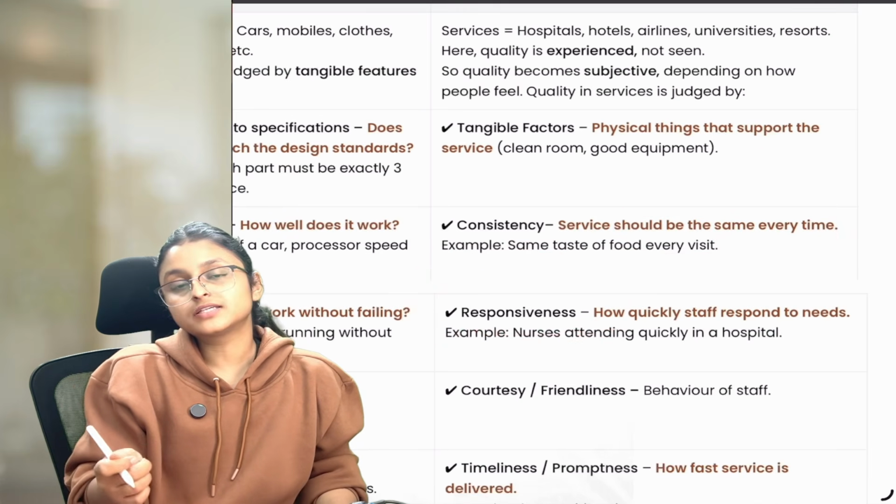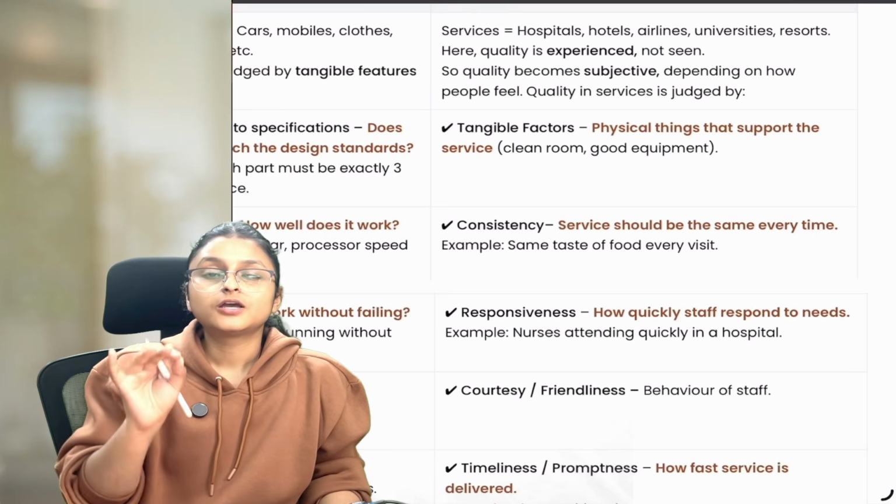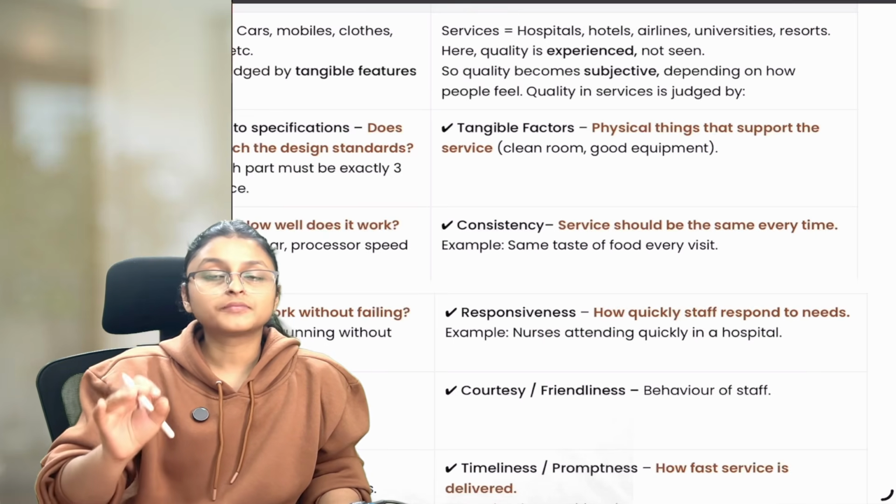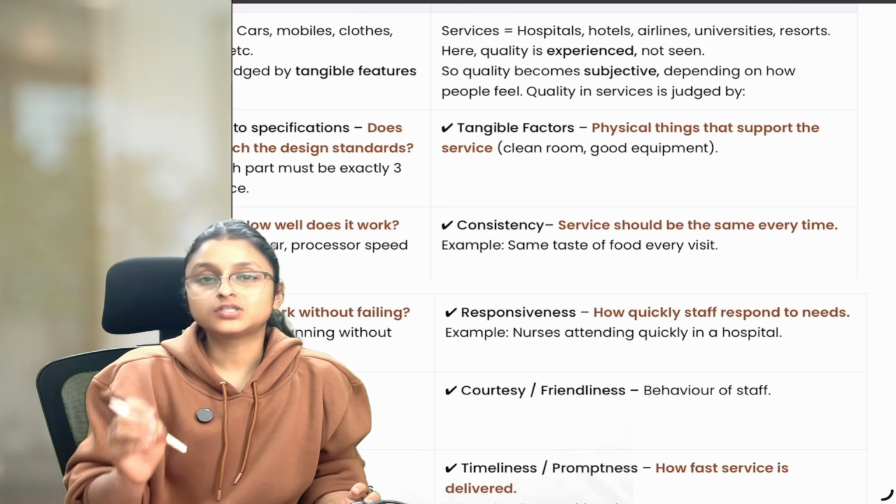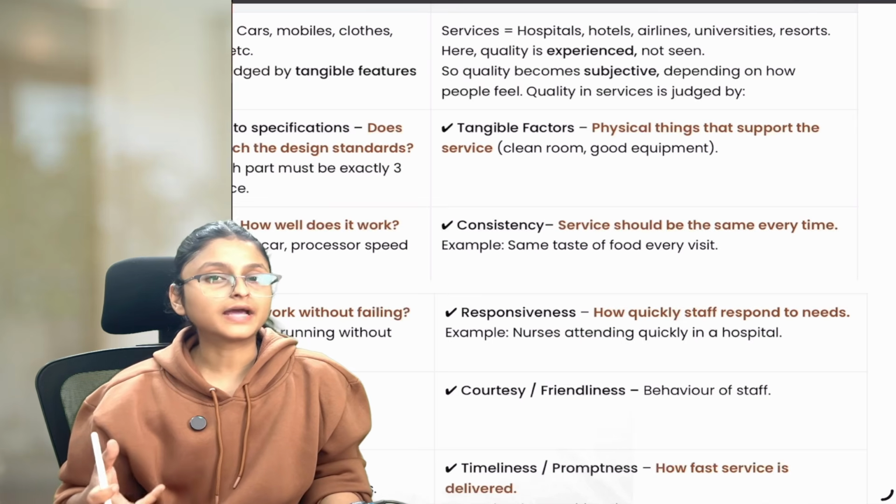Responsiveness. As we took the example of a restaurant itself, when the staff comes to take the order from you on time, you'll like that thing, right?